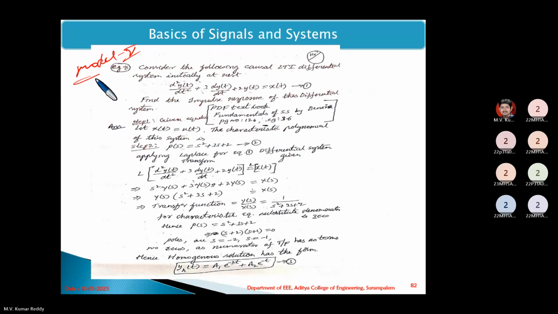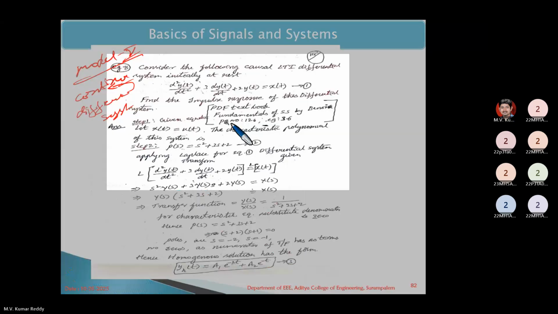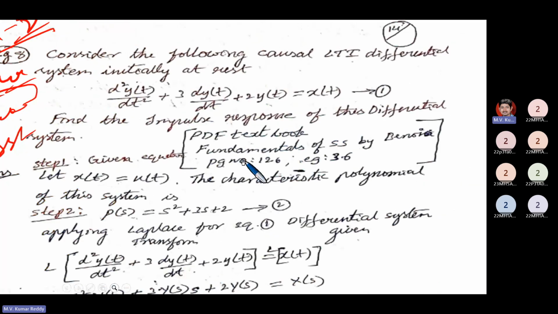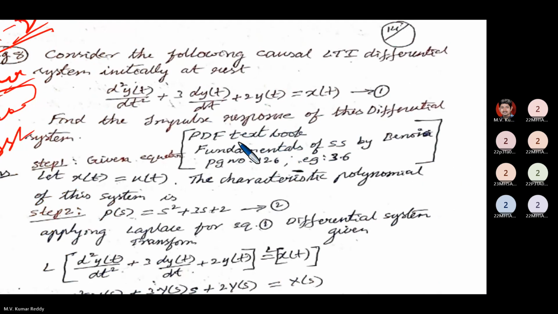Model 5 is a continuous system. Whenever it is a differential system, then it is called continuous. So this is the differential equation. This concept is very, very important.